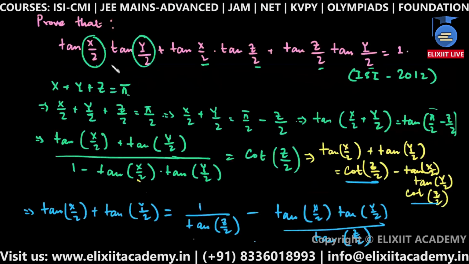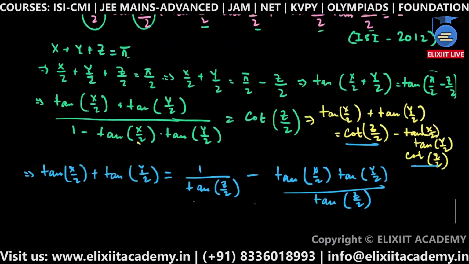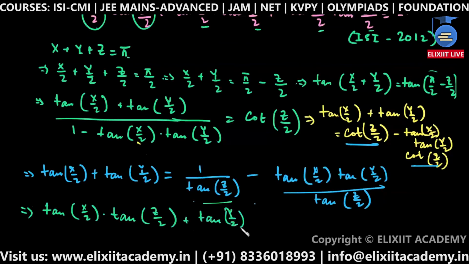Definitely, simply cross multiply, you will get this. After cross multiplication, what are we getting? Denominator is common, tan z by 2, tan z by 2. So tan x by 2 into tan z by 2 plus tan y by 2 into tan z by 2. On the right hand side we have 1 minus tan x by 2 into tan y by 2.